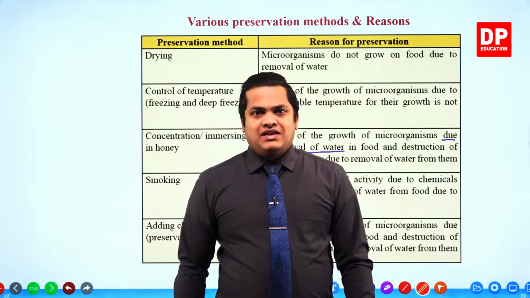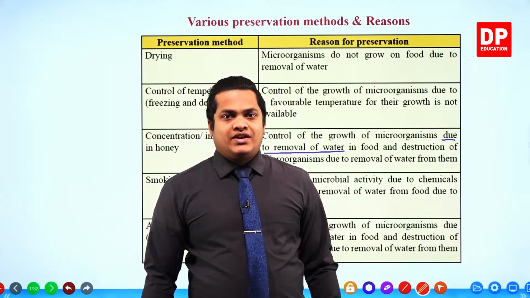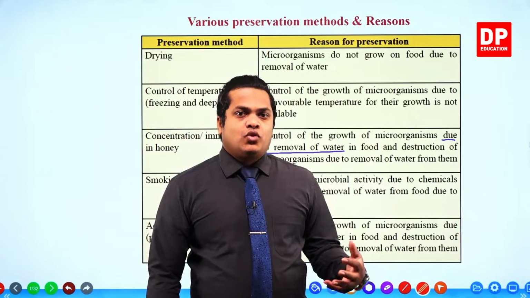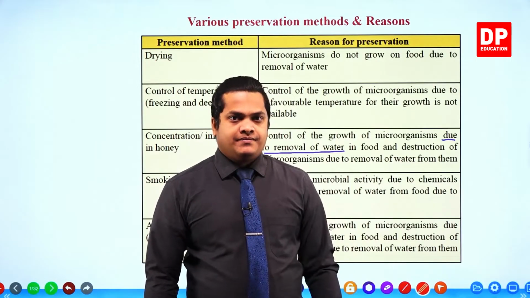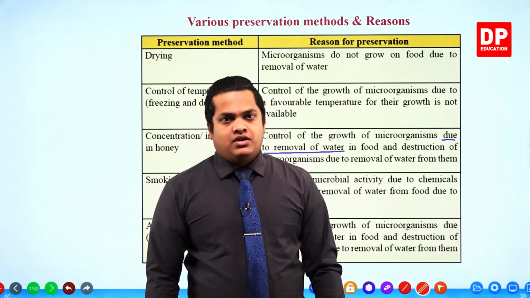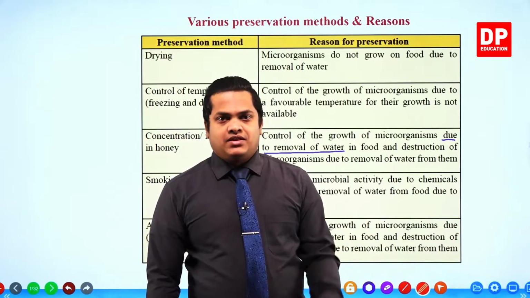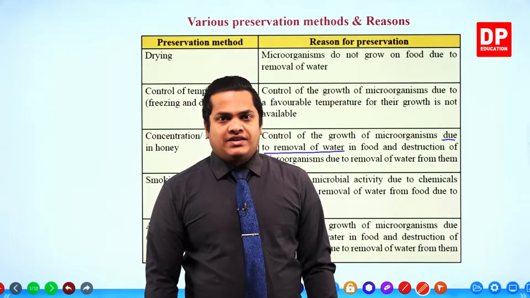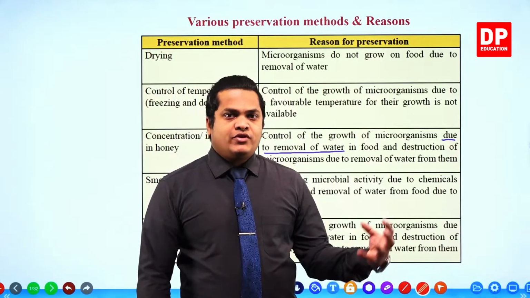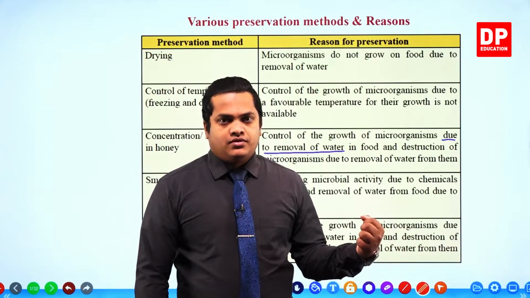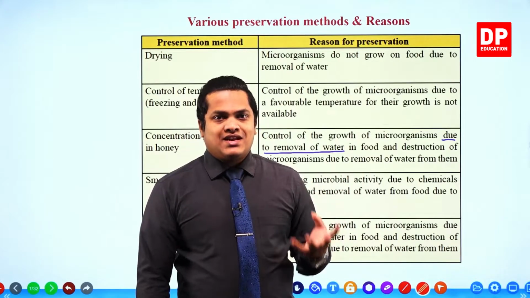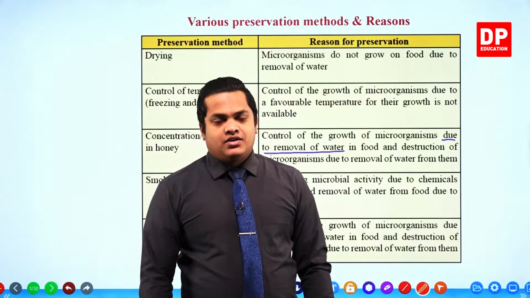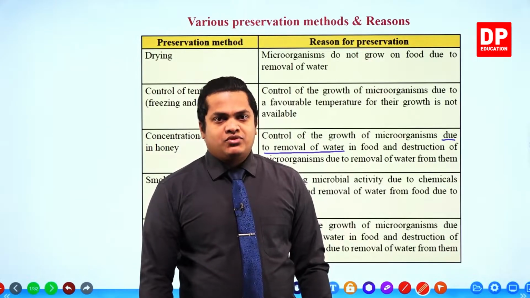I'll give you a simple example. If you take salt, salt is a chemical, right? Generally, we refer to salt as sodium chloride. That's the chemical name, right? So common salt is a chemical. So when you add sodium chloride into food, sodium chloride has an ability to absorb water. Okay, salt has an ability to absorb water.